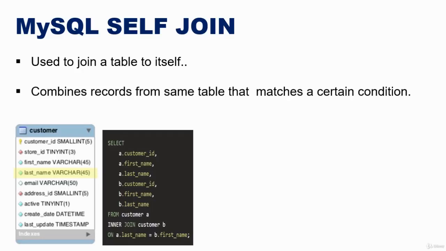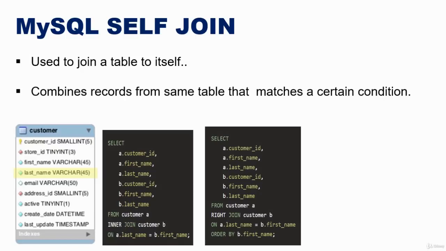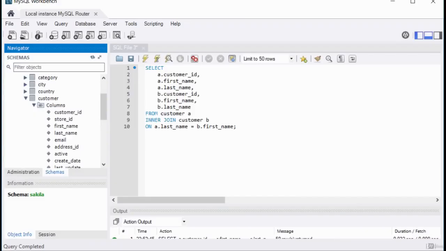Okay, and we're using an inner join. So you can also represent this with a right join and also with a left join. So I've got the query inside my editor in MySQL Workbench. So this is the table we are targeting here, the customer table, and these are all the columns from the customer table. So we've got the customer ID, first name, last name, and so on.